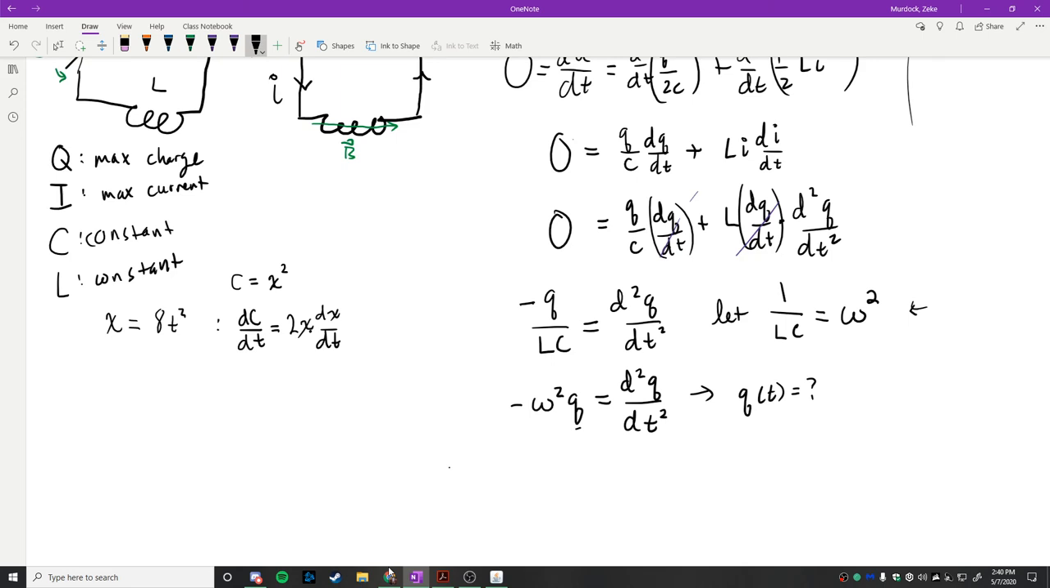I want you to look up on the internet. I want you to use your brain and think about what is a function that when you take the derivative twice, you get the same function back with a negative sign? You don't even know that many functions. Look at your calculator. I'll give you 5 minutes. I'm coming back.